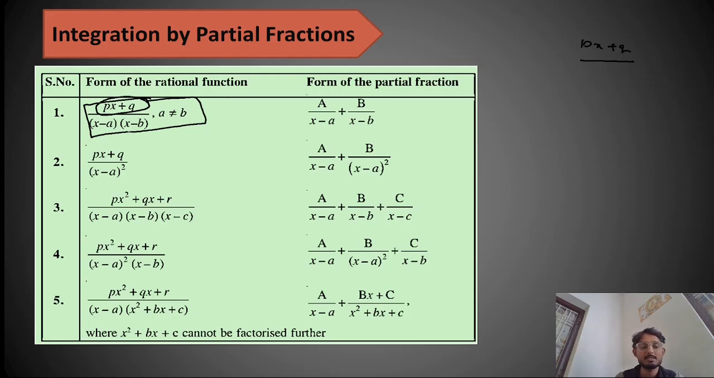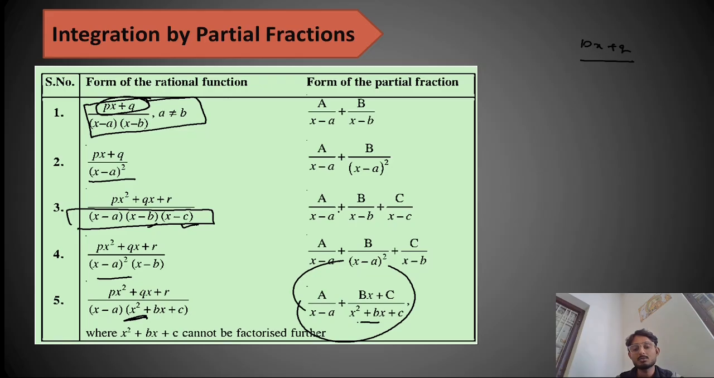If the terms are x minus a and x minus b, you can write it as a upon x minus a plus b upon x minus b. If the term is x minus a and x minus a square, you can write as a upon x minus a plus b upon x minus a square. For three terms, you write a upon x minus a, for the second b, and for the third c upon x minus c. For a quadratic term, a upon x minus a, but here it is a square, so you will write bx plus c upon x square plus bx plus c.